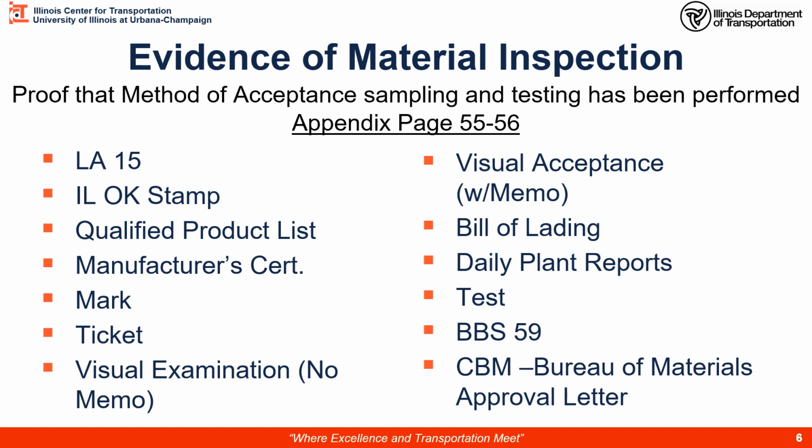Mark is a visual mark on that product by a given producer. We might have a ticket or delivery ticket. Could have a bill of lading. For some of our materials that are produced in a production plant, we might have daily plant reports. We might have to perform some tests ourselves. We call that test. We might have the Bureau of Bridges and Structures having certified structural steel. Various different types of evidence that we will collect as we approve and inspect our materials.